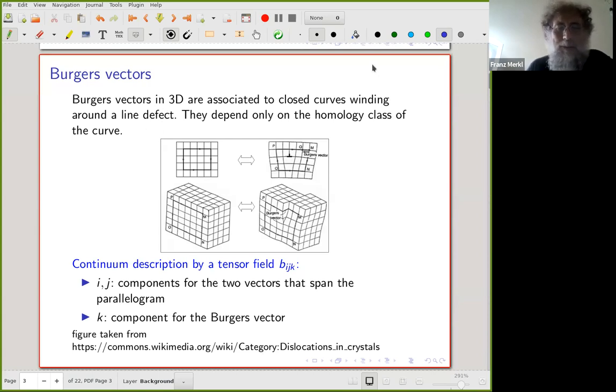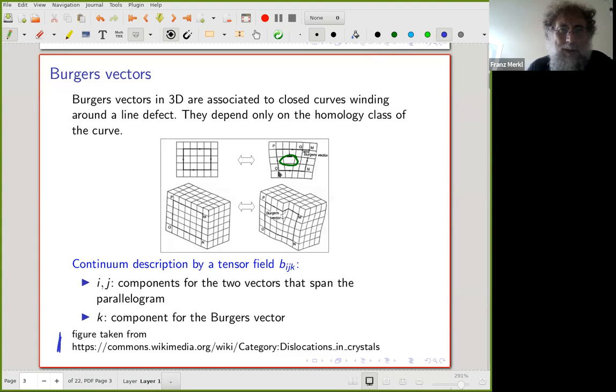They are described in terms of Burgers vectors. Let me introduce what these Burgers vectors are, also using this figure from Wikimedia. I've not drawn it myself. First in 2 dimensions, because in 2 dimensions it's simpler. Let's look at this defect in our lattice. You can see it not only by looking at the location where the defect is, but by going around a curve around it.